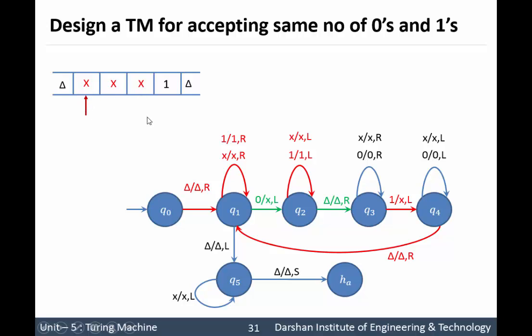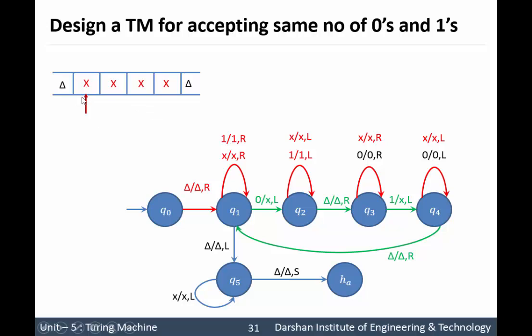In right direction process all the x, replace x by x and move to the right direction. Whenever we encounter our 1, 1 will be replaced with x and now move to the left direction. In left direction process all the x, replace all x by x and move to the left direction. In left direction again we have our left end of the string. So delta will be replaced by delta and now start moving to the right direction.